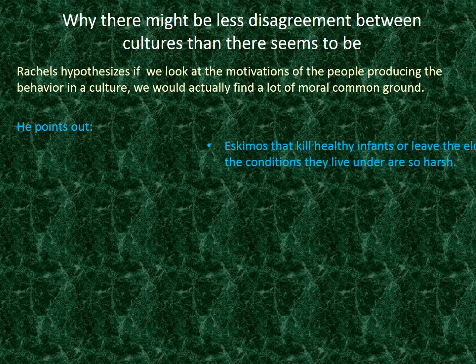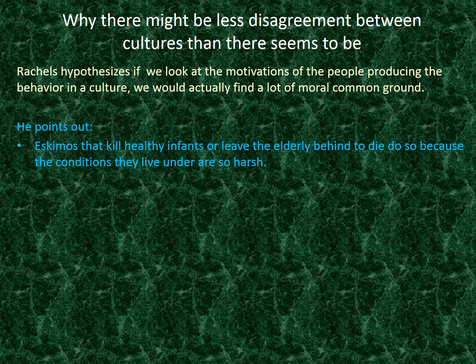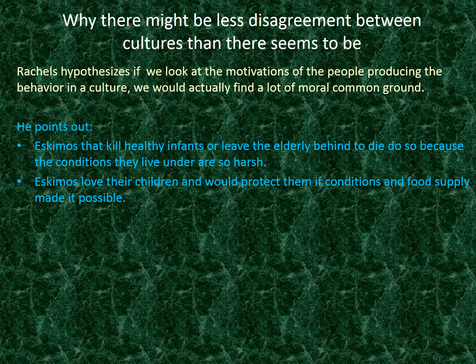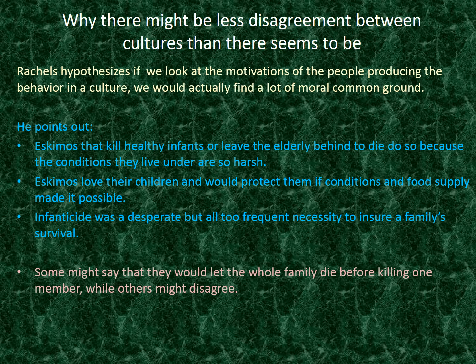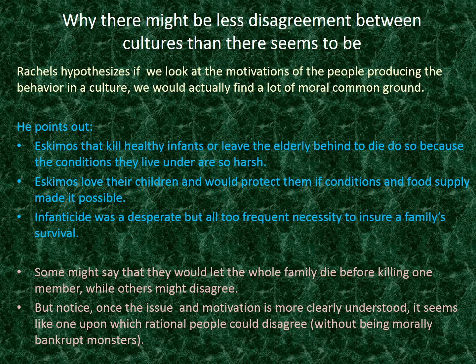Rachel points out, for example, that Eskimos that kill healthy infants or leave the elderly behind to die do so because of the conditions they live under, which are so harsh. It turns out that Eskimos love their children and would protect them if conditions and food supply made it possible. Infanticide was a desperate but all too frequent necessity to ensure a family's survival. Now, some might say that they would let the whole family die before killing one member, while others disagree. But notice that once the issue and motivation is more clearly understood, it seems like one upon which rational people could disagree without being morally bankrupt monsters.